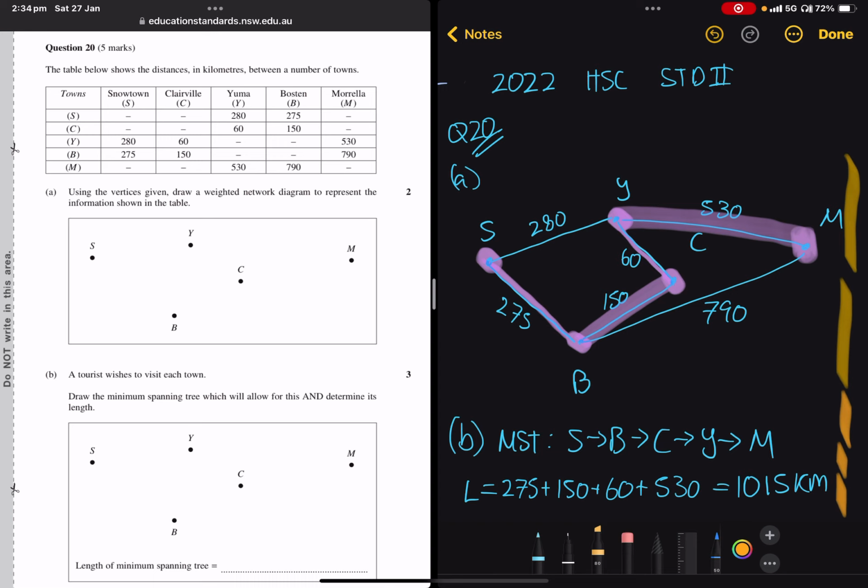So this question was worth 5 marks. It's a fair few marks. They're reasonably simple to do if you've memorized the algorithms for spanning trees, and if you've practiced a few times converting tables into graph diagrams, so into network diagrams, that is.